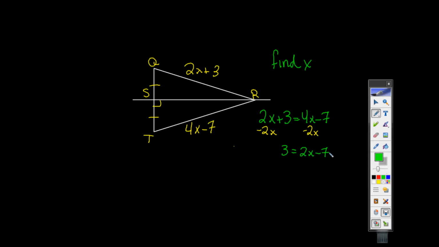So I have 3 is equal to 2x minus 7. Add 7 to both sides. So 10 is 2x, so x equals 5.